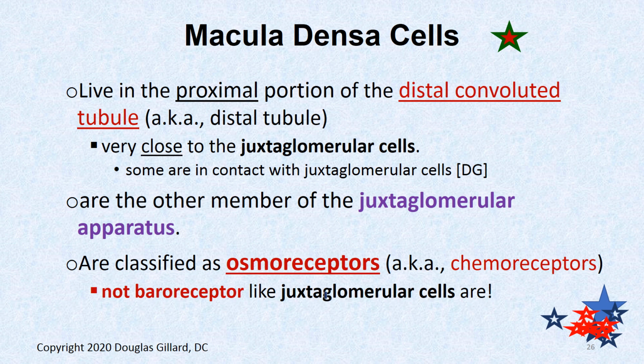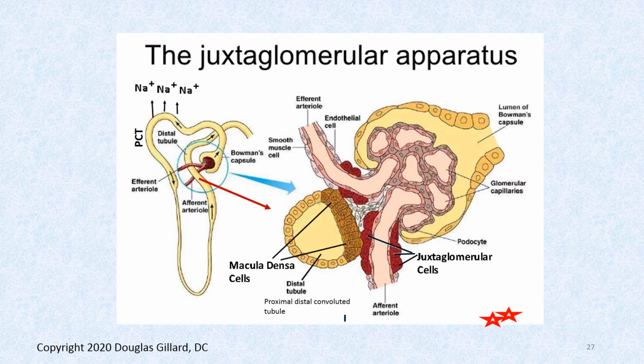Juxtaglomerular cells. They are not a baroreceptor like the juxtaglomerular cells. These guys could care less about pressure. These guys are osmoreceptors, aka chemoreceptors. They have their little receptors, like little snakes. They have this little tongue, and it's tasting the filtrate for sodium and chloride concentration.